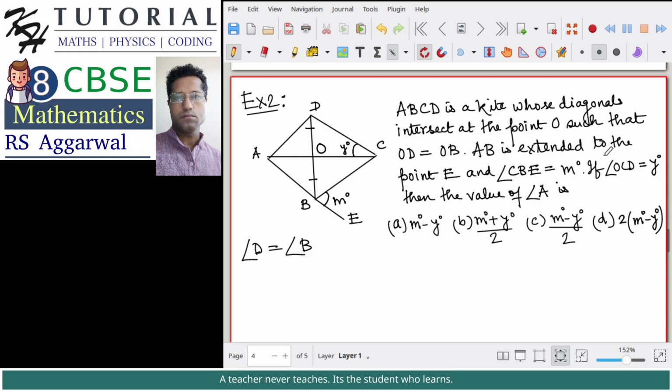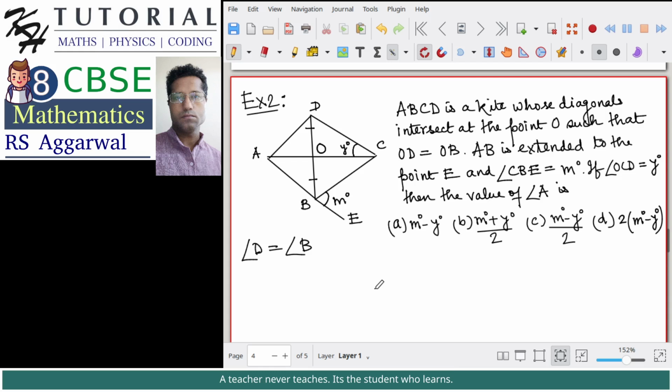The side AB is extended to the point E, and angle CBE is M degrees. If angle OCD is Y degrees, then the value of angle A is, okay, the value of angle A.